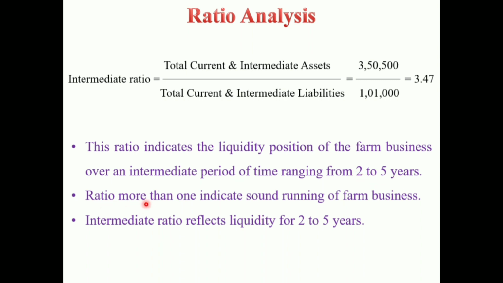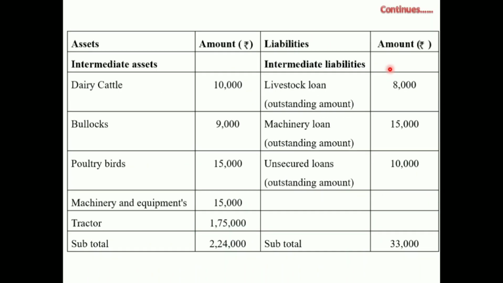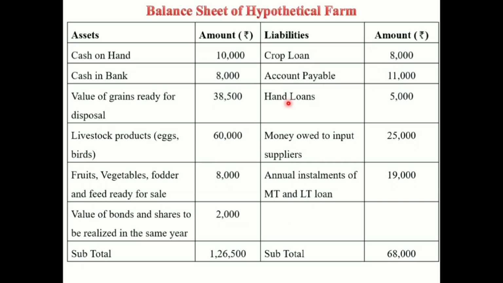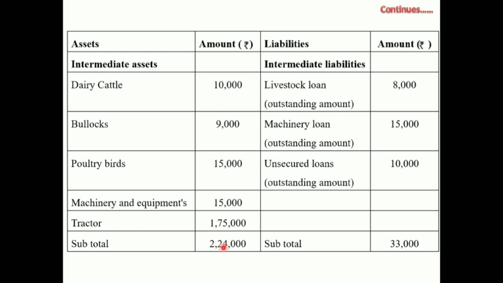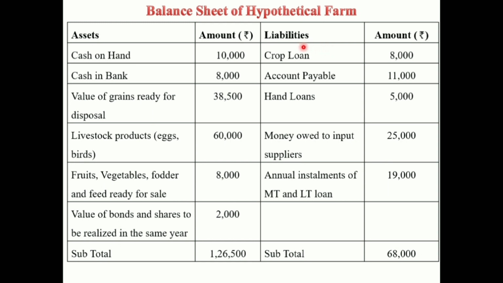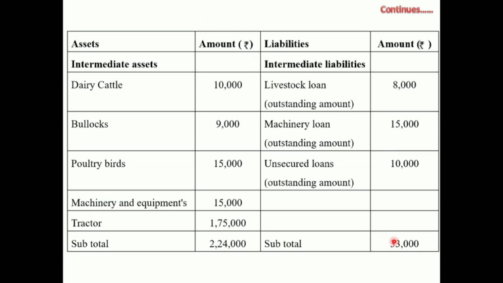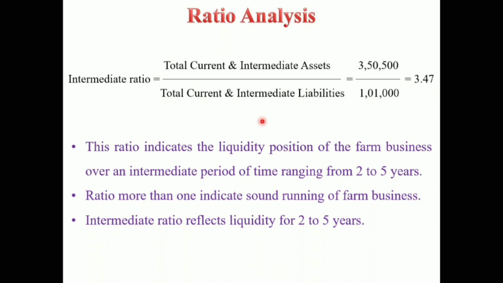A ratio more than 1 indicates the sound running of the farm business. And the intermediate ratio reflects liquidity for 2 to 5 years. If this ratio is more than 1, it indicates the favorable run of the farm business. This is the intermediate ratio. This figure we have calculated from this hypothetical balance sheet. This is current assets plus intermediate assets. Total is current plus intermediate assets. Then intermediate liability and current liability, that is 68,000 plus 33,000. That ratio indicates the intermediate ratio.